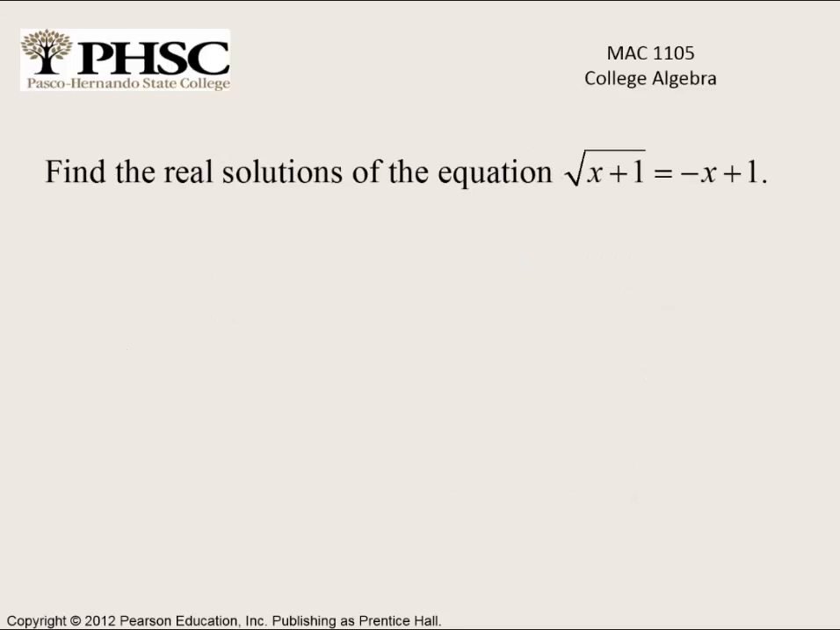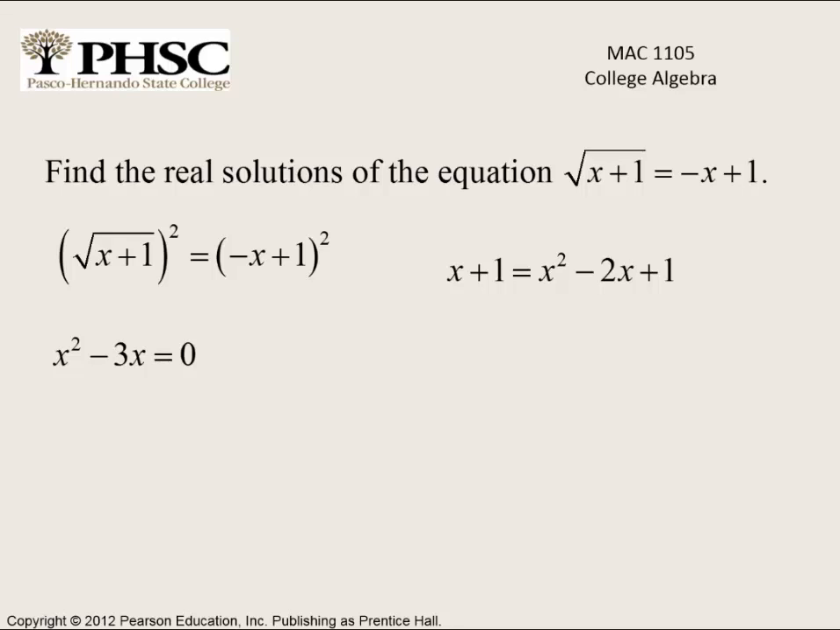The second example is the square root of x plus 1 is equal to negative x plus 1. We're going to square both sides. By squaring both sides, we end up with x plus 1 is equal to x squared minus 2x plus 1. So negative x plus 1 squared is equivalent to x squared minus 2x plus 1. Then we combine like terms, so we end up with x squared minus 3x equals 0. We factor that, so it becomes x times x minus 3.